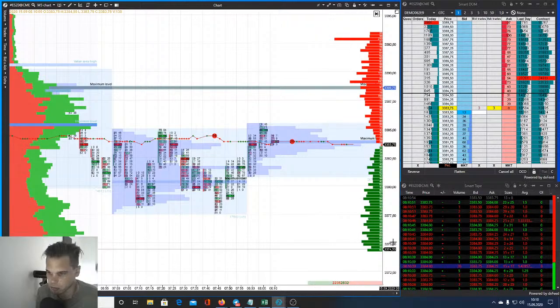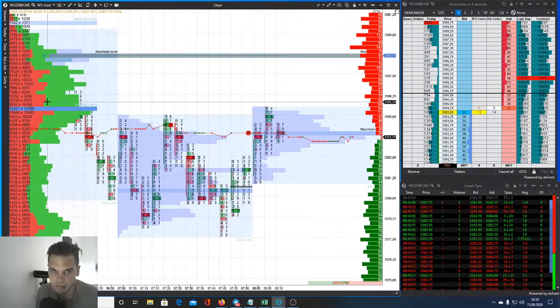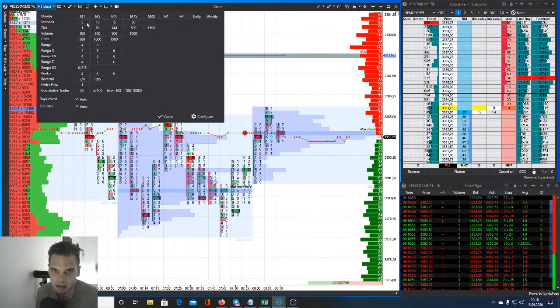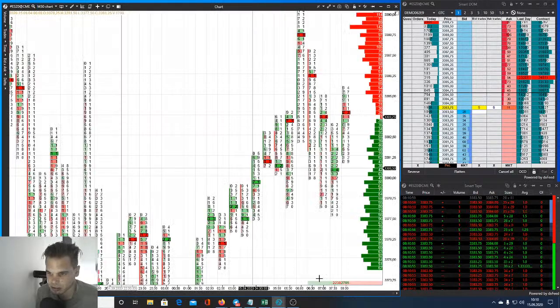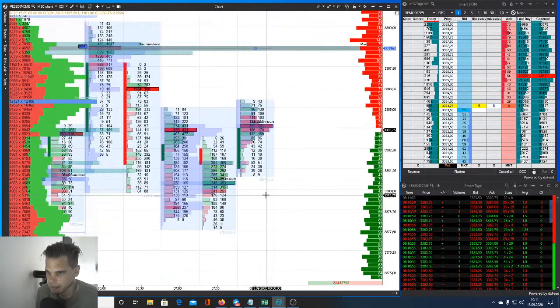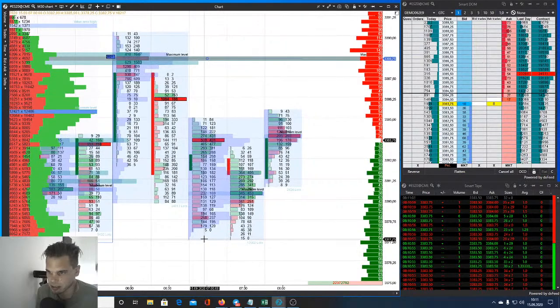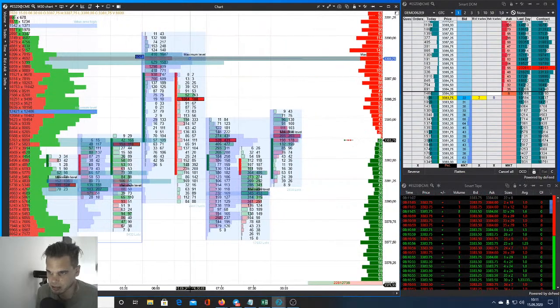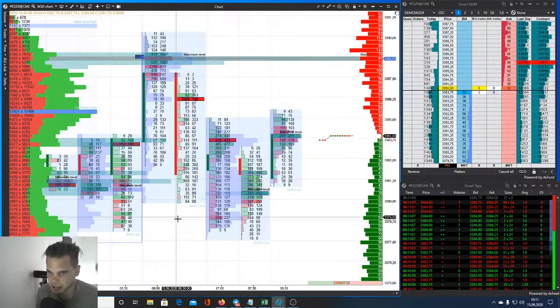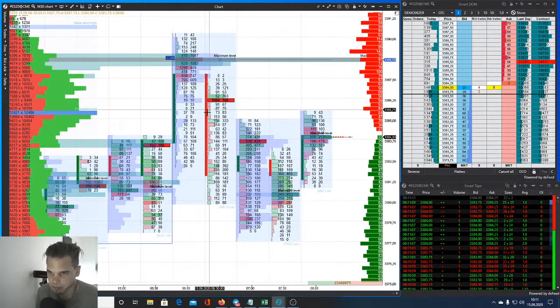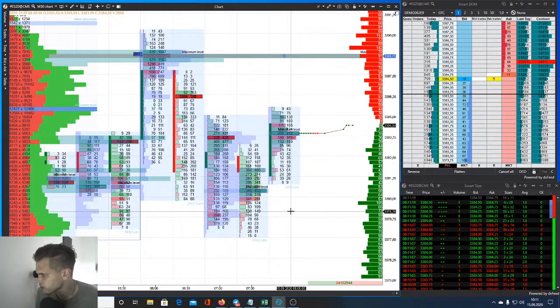So let's take a look at the footprint in the 30-minute chart. Oh, that's what I like to see. Look at this. There are lots of sellers here in the market, and the market is not moving down. What does that mean? It means that all the sellers are getting absorbed by the buyers, right?